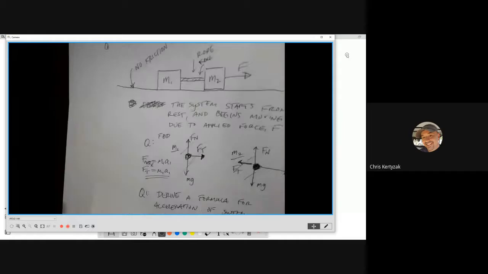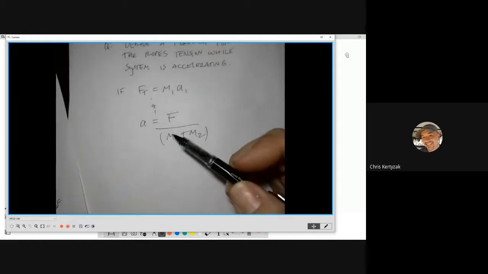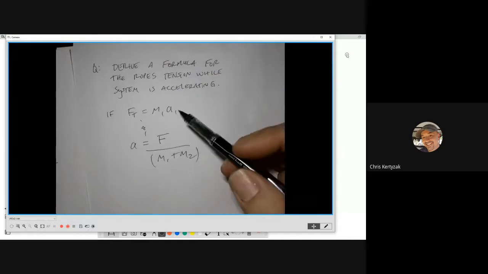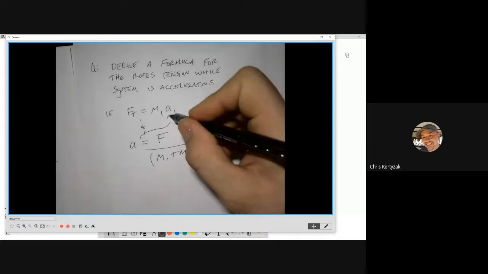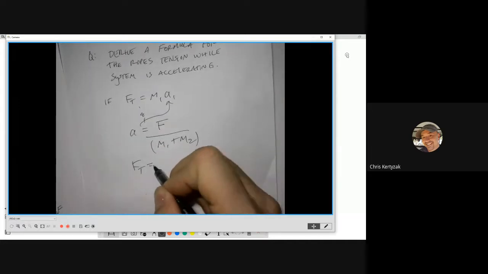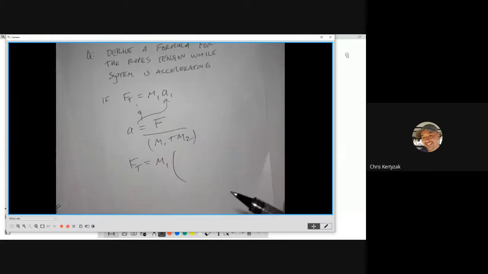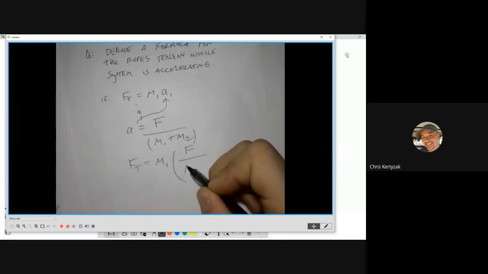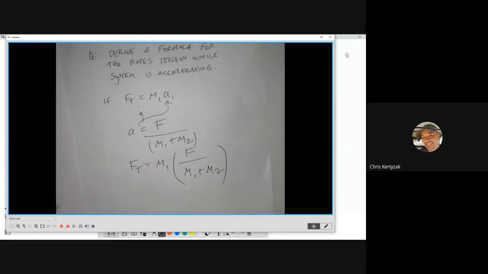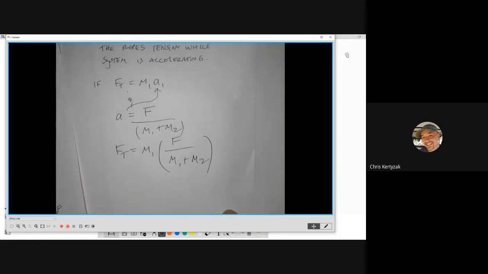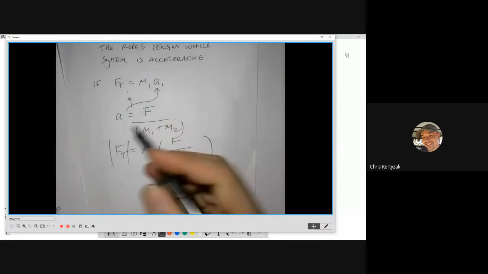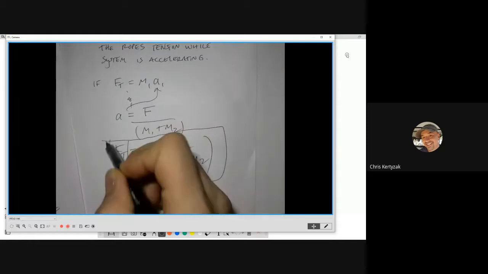They move together. So you'd say, well, I know his acceleration is this, F over M, so just plug it in. The tension would be M1 times, in parentheses, F over M1 plus M2. And in magnitude, you can certainly put your magnitude symbol around it if you want.